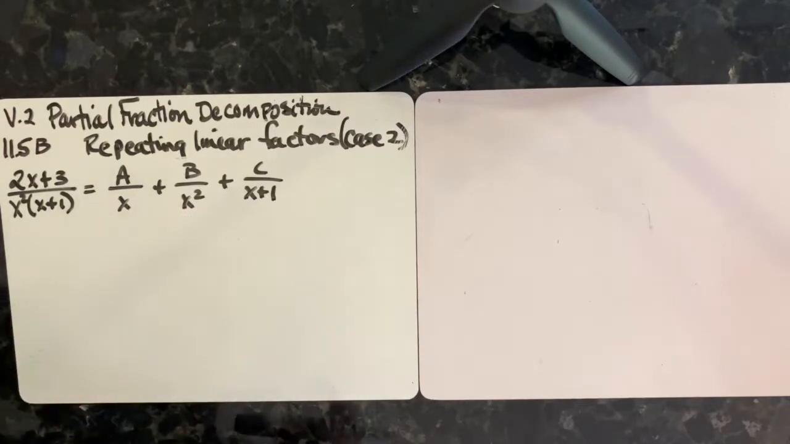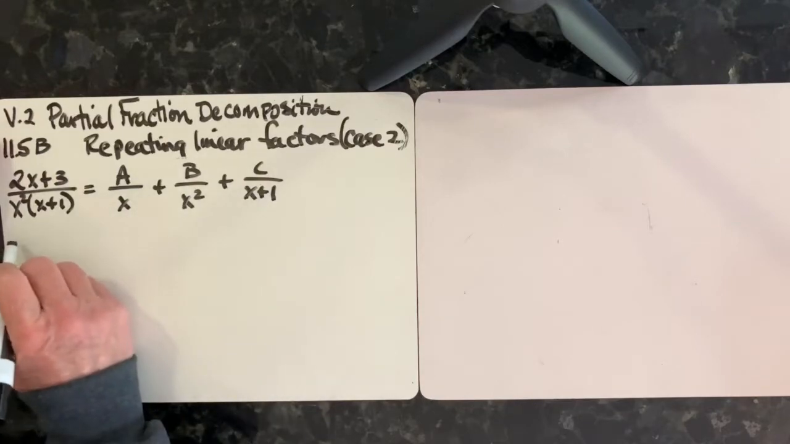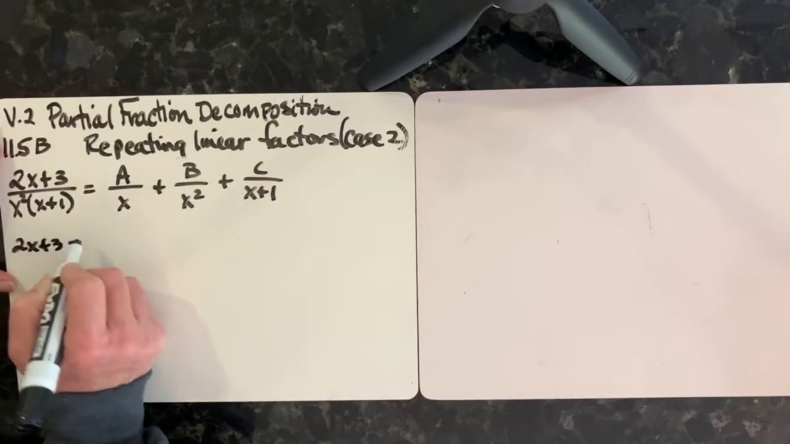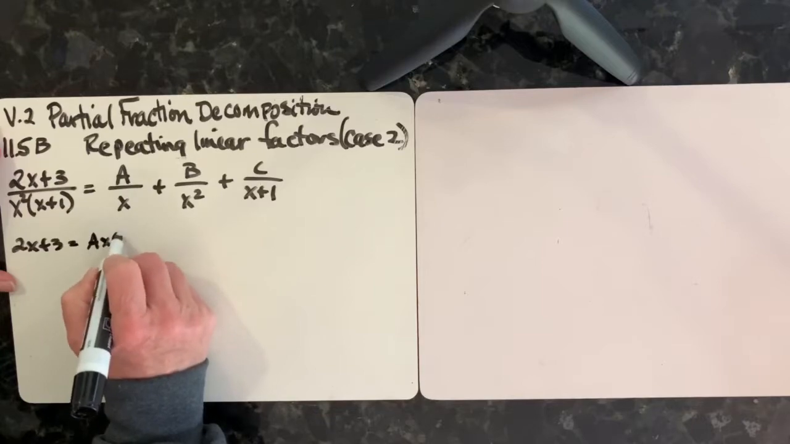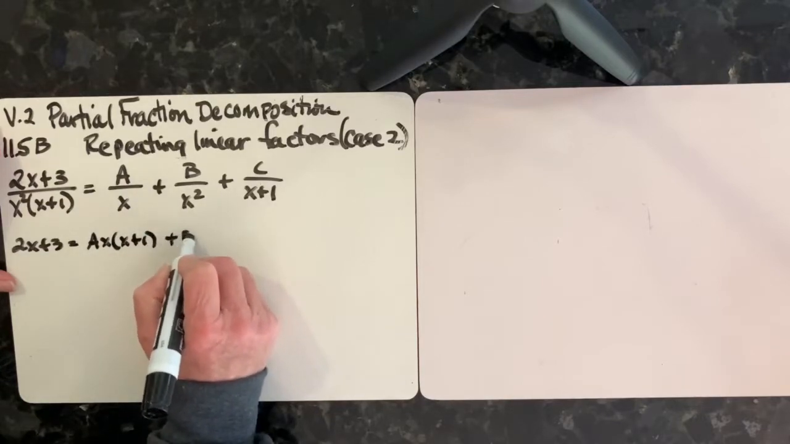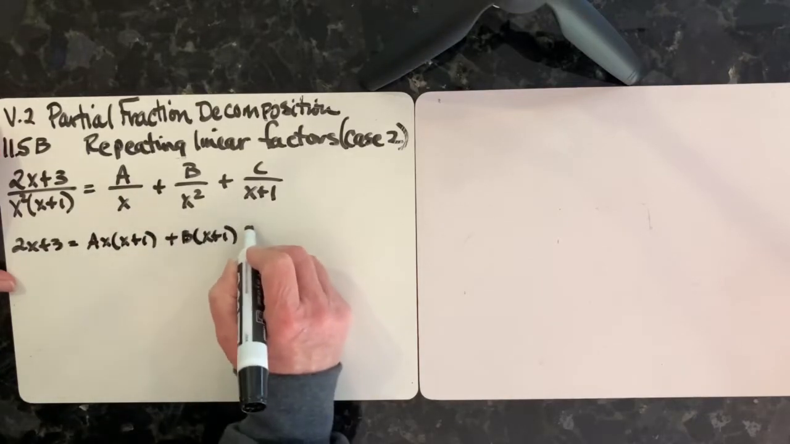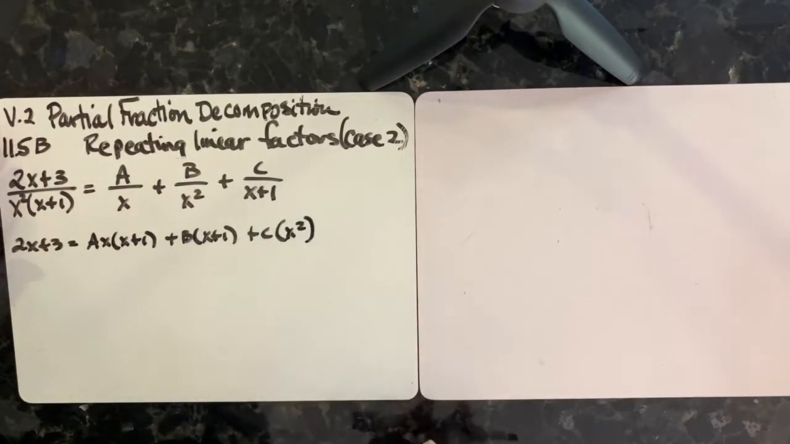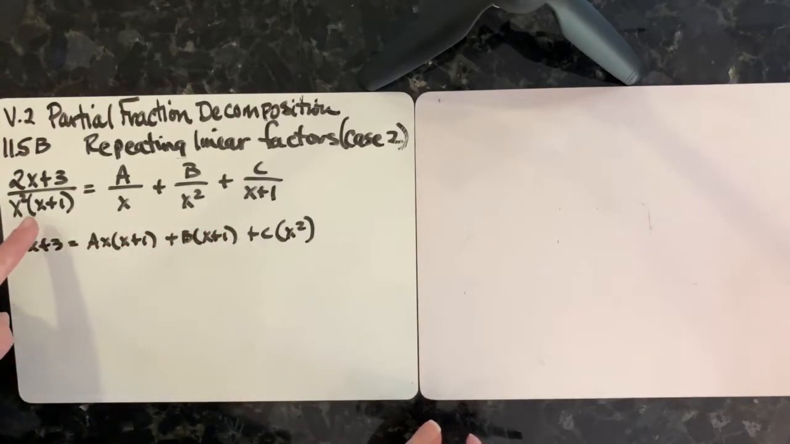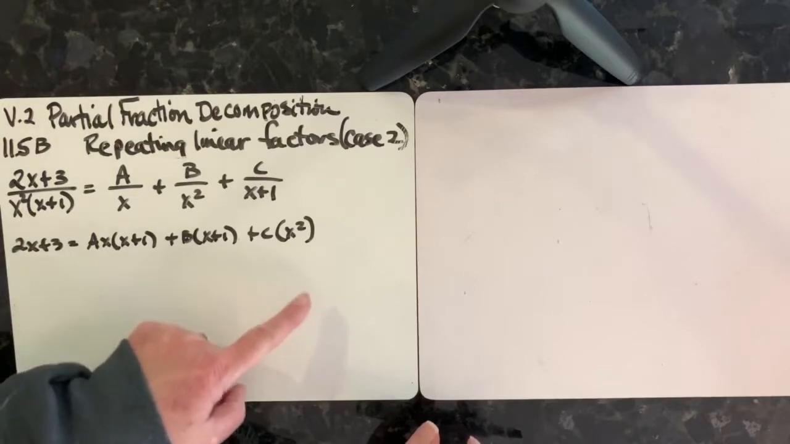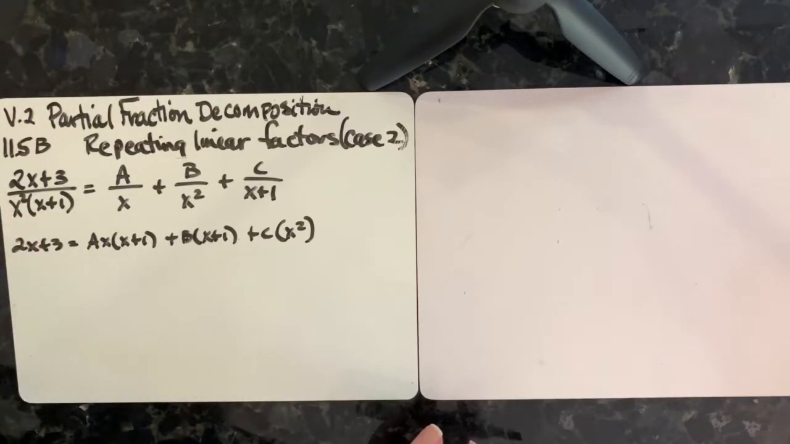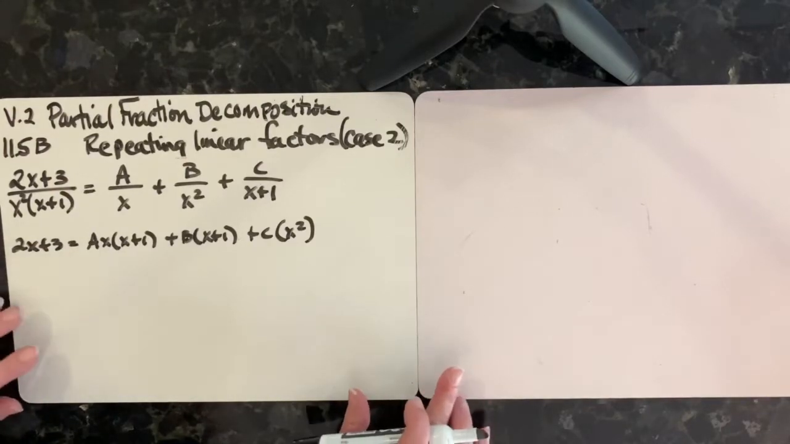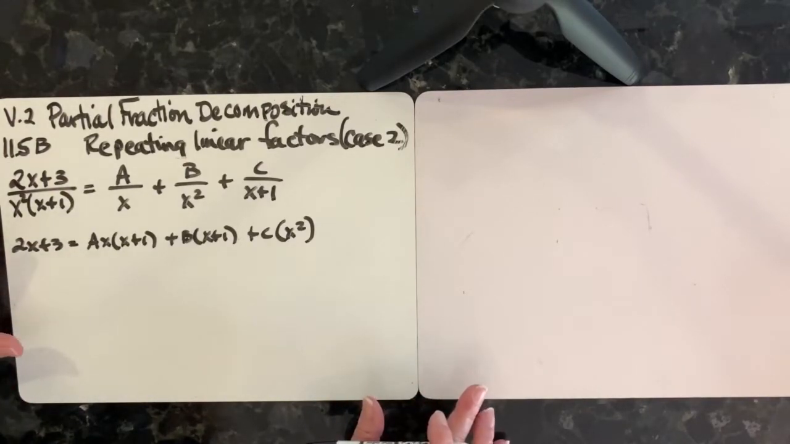All right, so this is what I have, and I'm going to do my fraction bust. So I'm going to get 2x plus 3 equals ax times x plus 1 plus b times x plus 1 plus c times x squared. So doing the fraction bust, I remove what's in the denominator, and I've got these values now. We can go through and say let x equal 0, let x equal -1, and then we can let x equal something else. I know you're good at that. You can pause this and you can finish it from here if you would like.